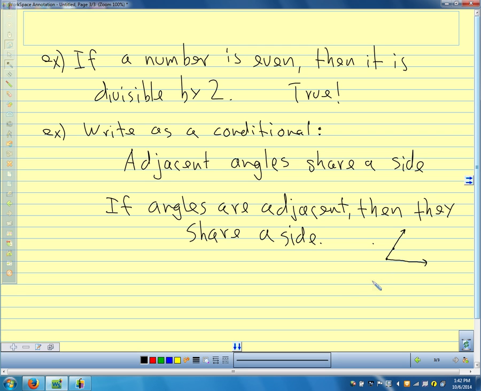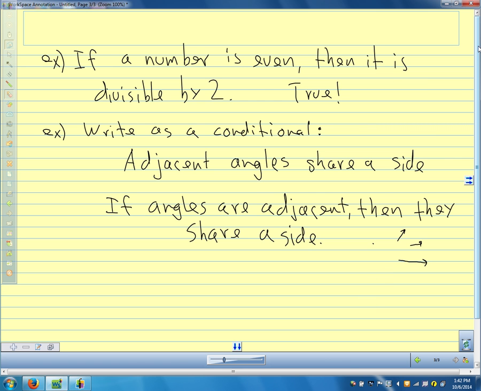No, I'm not sure that's going to work. Two angles are adjacent and they share a side. I was thinking of something like this. This angle and this angle share, but they only share part of this ray, right? I'm not sure that would be a counterexample. Okay, never mind.